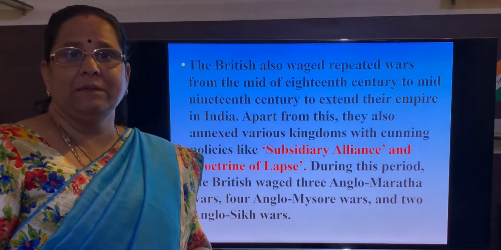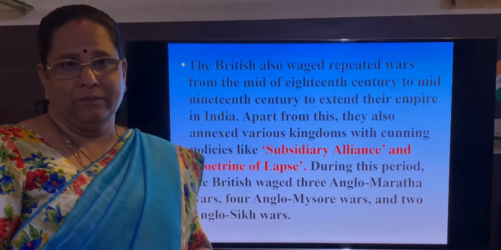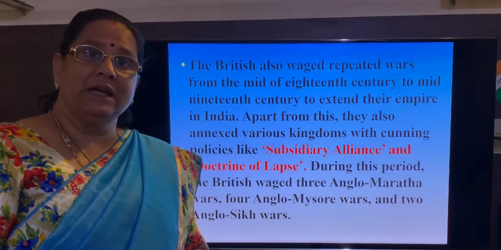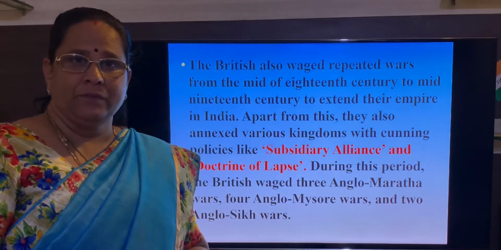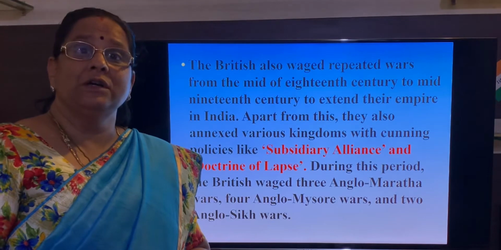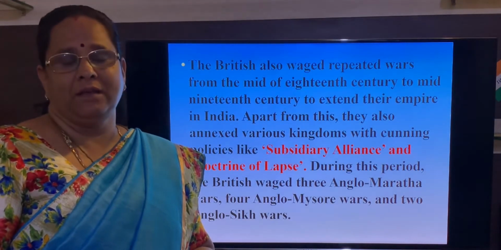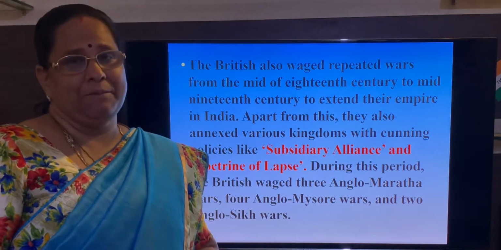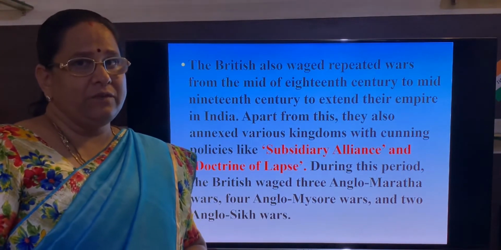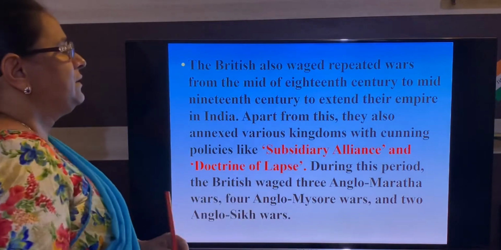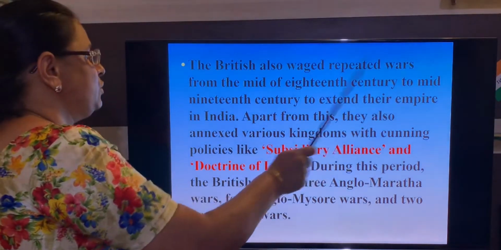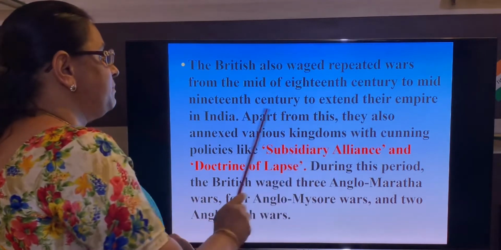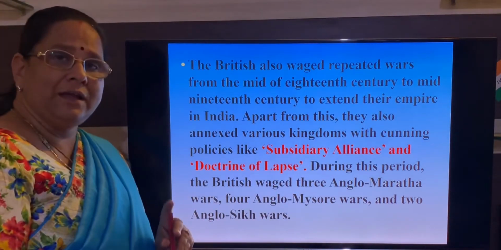Battle of Plassey helped them to conquer Bengal. After that, Battle of Buxar, which helped them to occupy entire Bengal. So later, they decided to conquer other places in India. So gradually, they decided to expand their empire. So they started waging war from the mid 18th century to the mid 19th century, with the main intention to expand their empire in India.